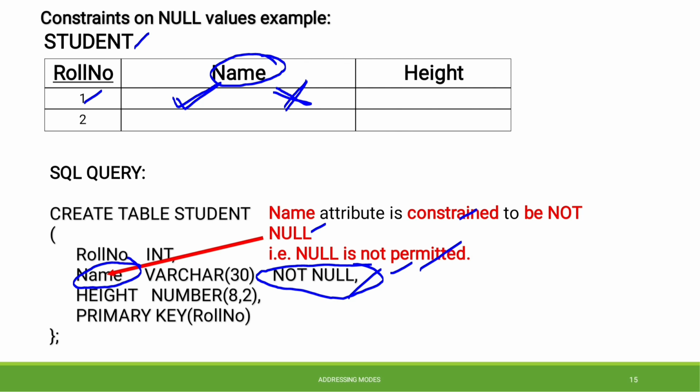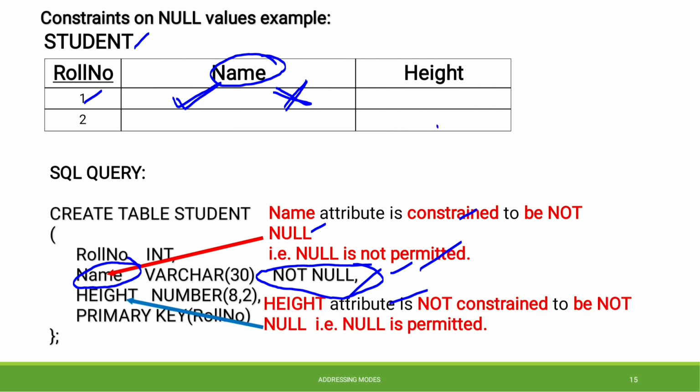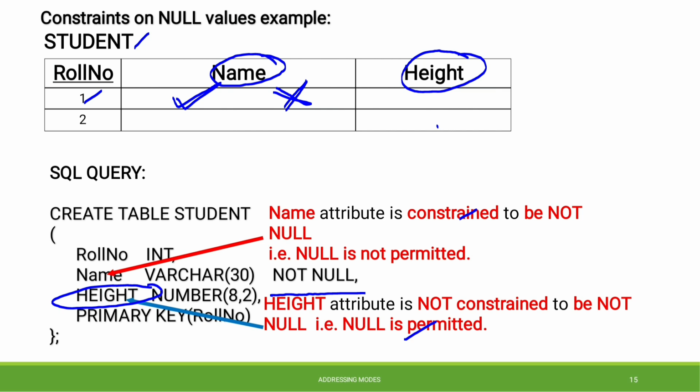Okay. Next, the height attribute value is not constrained to be not null. So here the height attribute is not constrained to be not null. So a null value is permitted. For this height attribute, if we don't know the value at present, because the height of a student exists but at present we may not know the value, then we can enter a null value because it is permitted. When we come to know the value, then we can replace it with the actual value. That is the meaning of this. Not constrained to be not null, hence a null value is permitted.